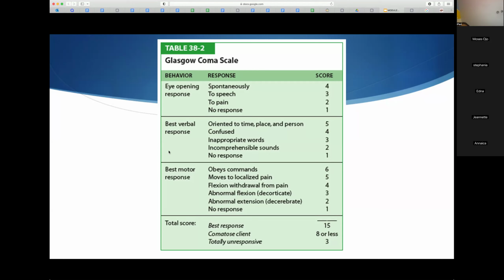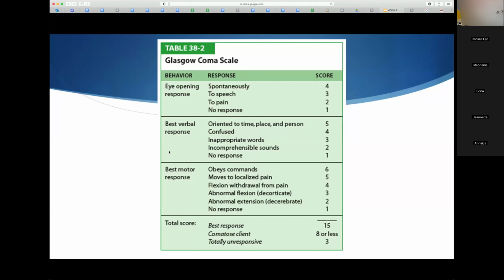Okay, best verbal response. So if they're oriented, so there you go, Nurse Stefania, oriented to person, place, and time, you give them a 5. If they're confused, like to person, place, or time, you give them a 4. If they say inappropriate words, that's a 3. Incomprehensible words, where you can't understand what they're saying, you give them a 2. If there's no verbal response, a 1.